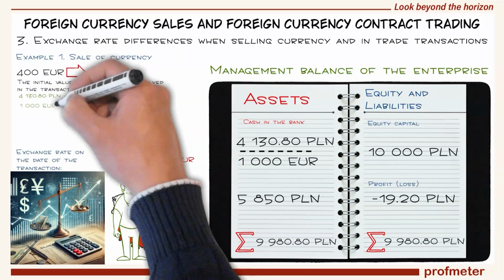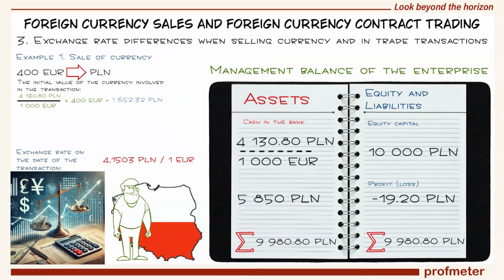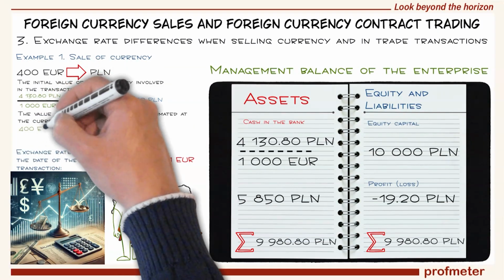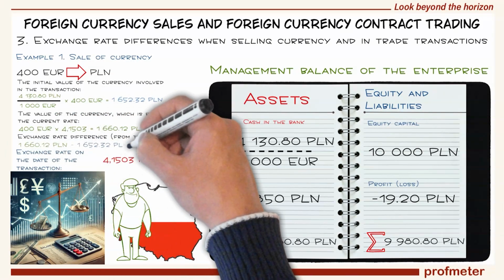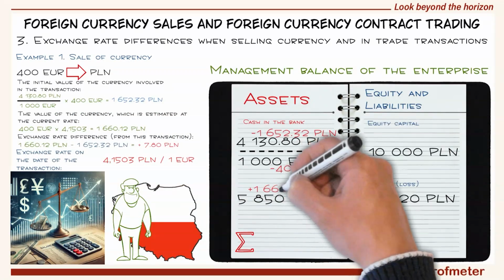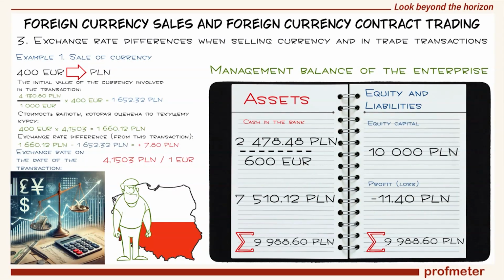4,130.8 divided by 1,000 and multiplied by 400 equals 1,652.32. The amount received from the exchange at the new rate: 400 euros multiplied by the rate of 4.1503 equals 1,660.12. Everything is clear here. The difference between the amount received from the exchange and the accounting value is 7.8 zlotys. We have made a profit, and it should be recognized as exchange rate income in the profit and loss statement.